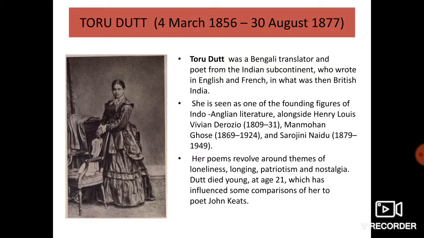Toru Dutt was born on 4th of March 1856 and died on 30th of August 1877, and she died at a very young age, but she had studied literature and various languages and had expertise in that. She was a Bengali translator and poet from the Indian subcontinent who wrote in English and French. And obviously, as you can see from her years, while she was writing, it was the British rule in India.